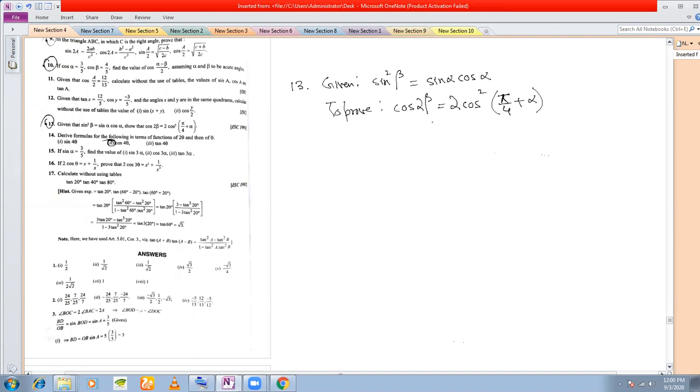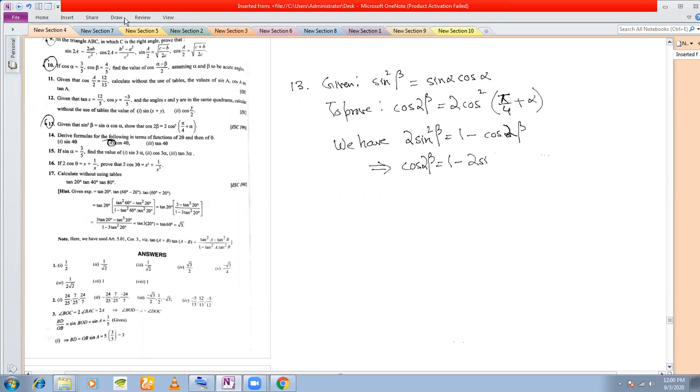Okay. Now see, first you see that sine square beta is given, and you need to show cos 2 beta is equal to something. So can you draw a relation between sine square beta and cos 2 beta? Yes, we can. If you remember, I had given you this formula: 2 sine square beta is equal to 1 minus cos 2 beta. Direct application of the formula. Okay. So from here, what we are going to do is find out cos 2 beta. What is cos 2 beta? It is 1 minus 2 sine square beta.